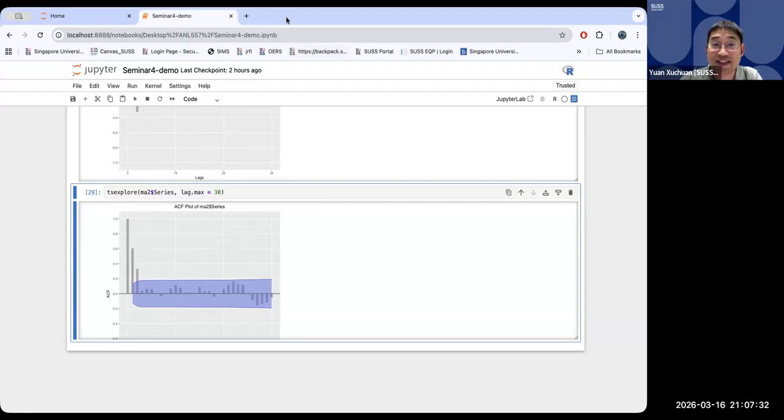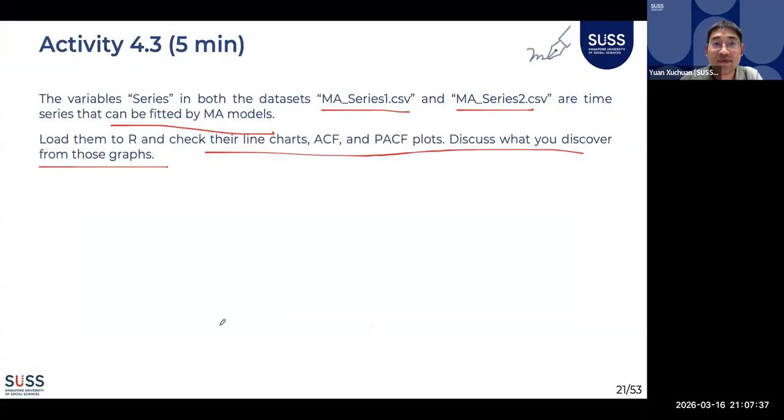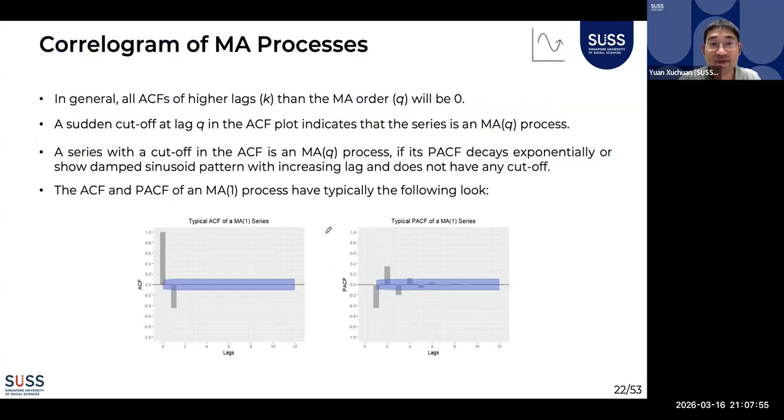Do you have any questions? Are you okay with the plot and ACF, PACF interpretation? Okay, great. So yeah, we are on the same page.